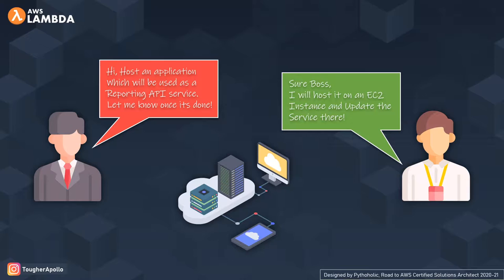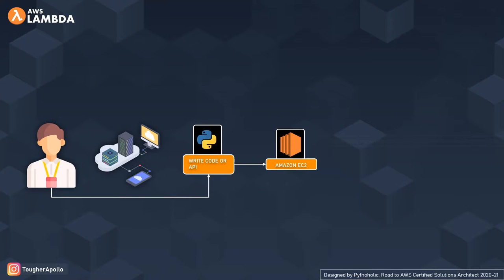And you were fine with that. You said, "Sure boss, I will work on that as soon as possible and will update you once the service is up and running." So you went ahead and wrote your API code, and your first thought was to deploy it on an EC2 instance because you have been doing it for a long time while hosting applications.